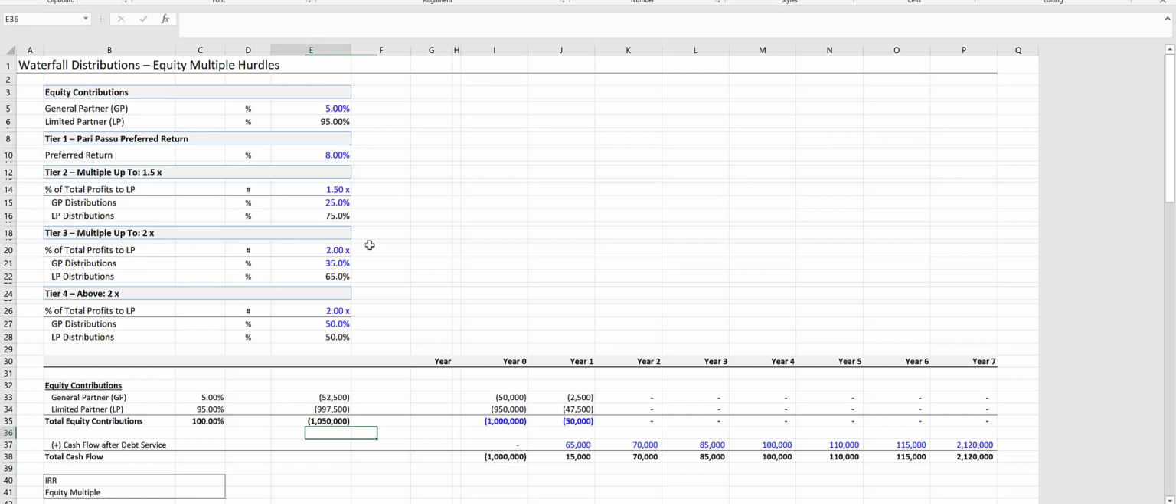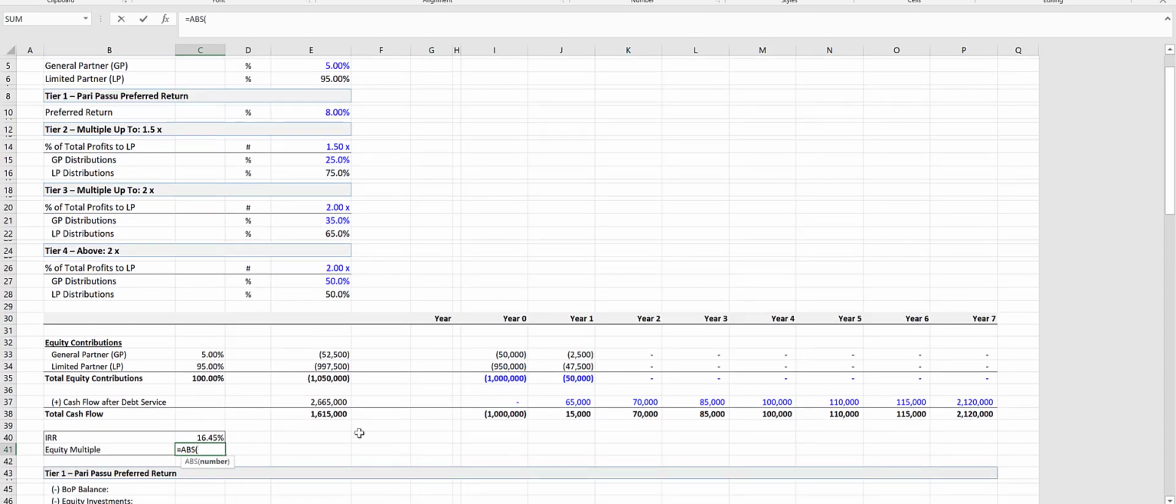And there we go. Now let's sum all these up and let's fill out our return. So the IRR for the project itself is 16.45%, and the equity multiple is going to be the absolute value of the total cash flow divided by the total equity contributions. The absolute value function is just making sure both are positive numbers. The other way you can do this is you could say the absolute value of the net cash flow divided by the total equity contributions plus 1, and that'll give you the same number.